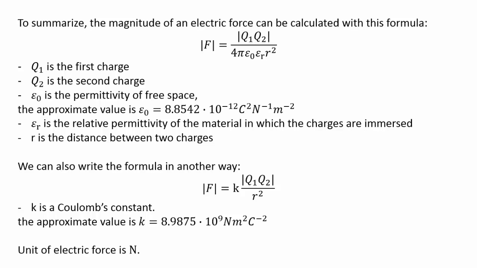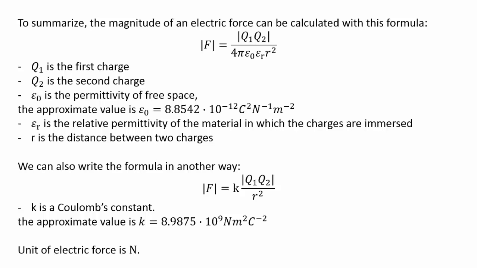To summarize, the magnitude of an electric force can be calculated with the formula below. If you're wondering why we use the absolute value, the answer is, well, we just want the value of the force itself. We don't need the sign, because the sign just gives us the direction of the force, and we usually figure that out up front before we get to the formula itself. You should know the rest.